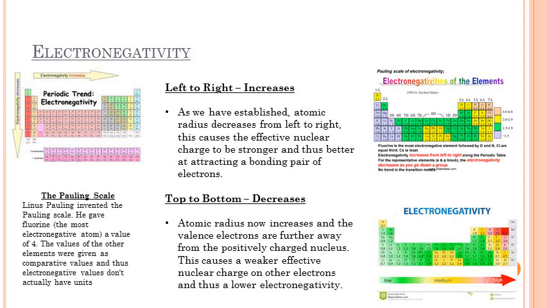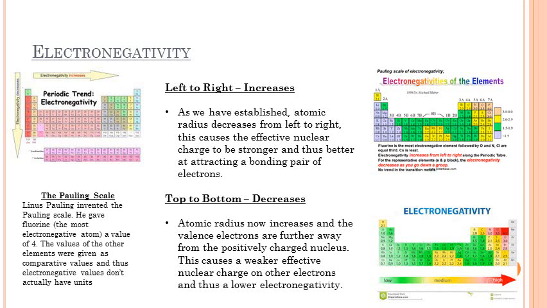From top to bottom, electronegativity decreases. Atomic radius now increases, and the valence electrons are further away from the positively charged nucleus. This causes a weaker effective nuclear charge on other electrons, and thus a lower electronegativity.